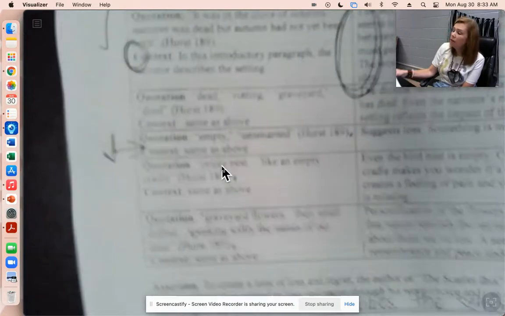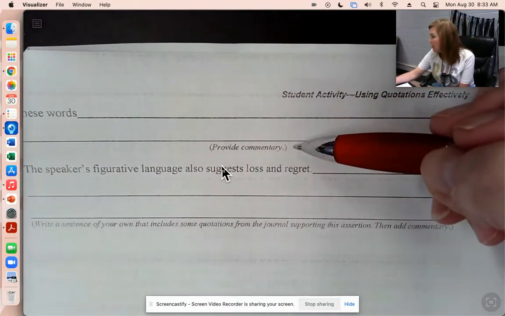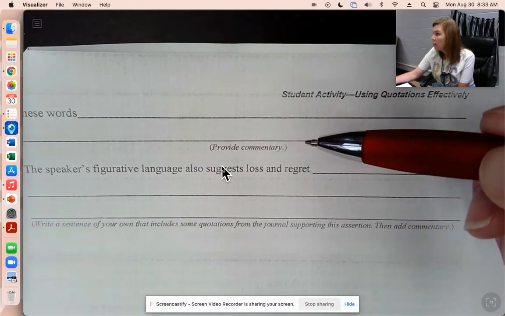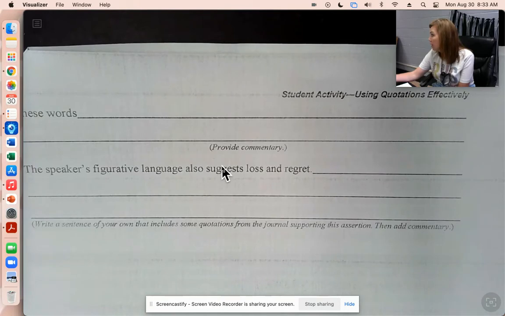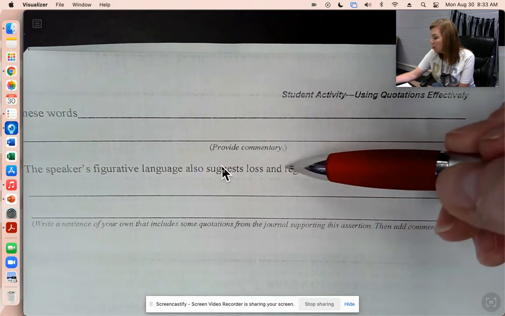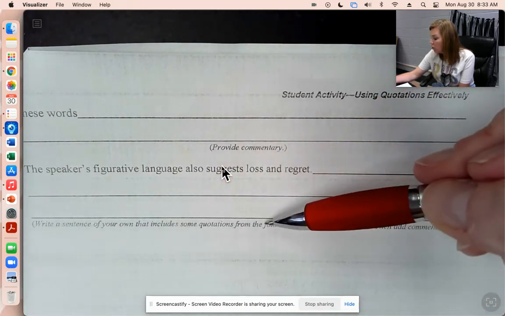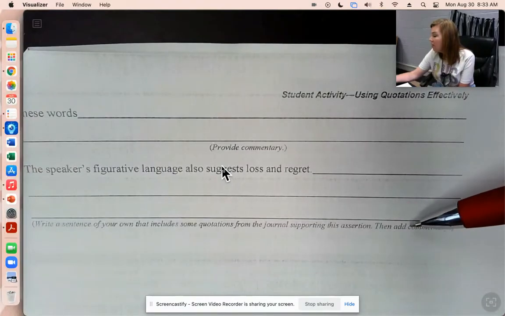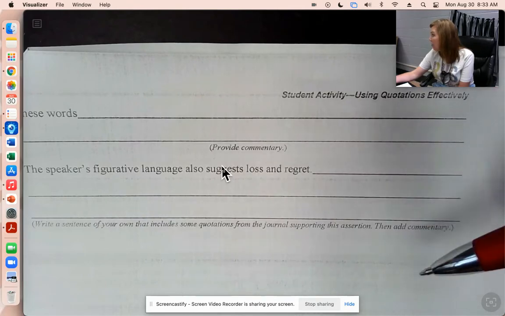All right, then if you flip over, it gives you the opportunity to use the commentary. So whichever quotation that you use, you're going to use the commentary that's located to the right of it in those boxes. And then at the very bottom, you're going to do this on your own, like create your own sentence. The speaker's figurative language also suggests loss and regret, period. Now, it says write a sentence of your own that includes some quotations from the journal supporting this assertion, then add commentary. So you're adding another piece of evidence and another piece of commentary.